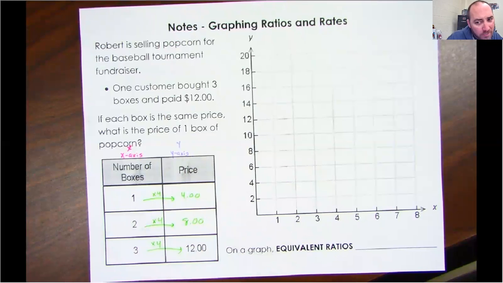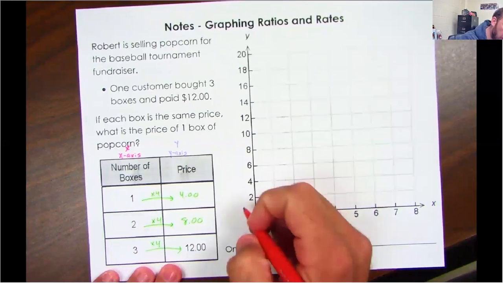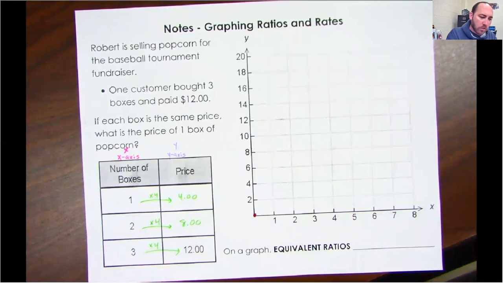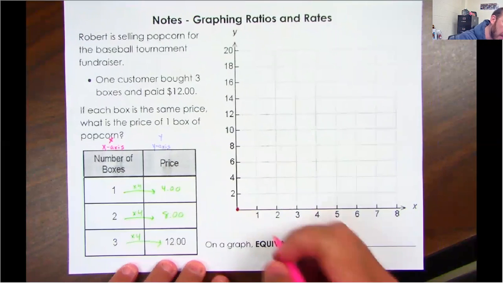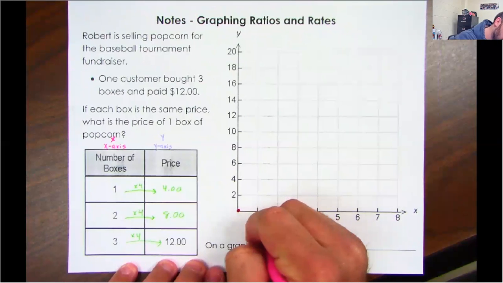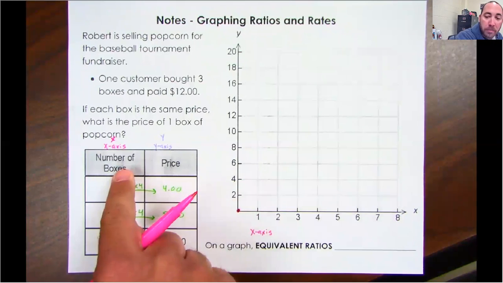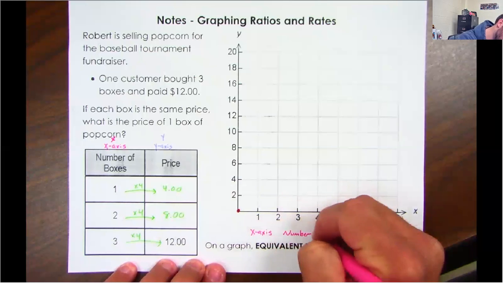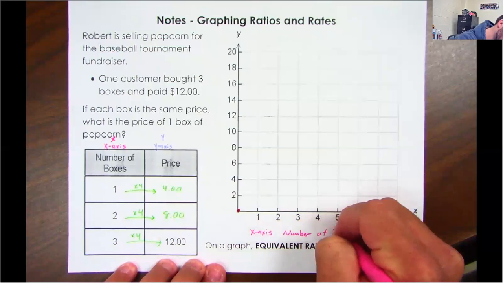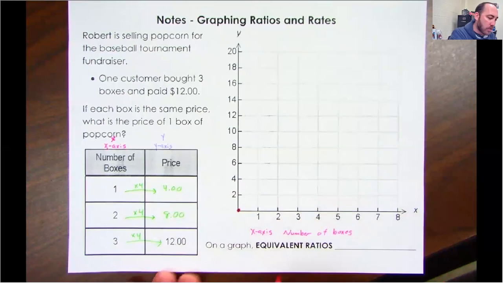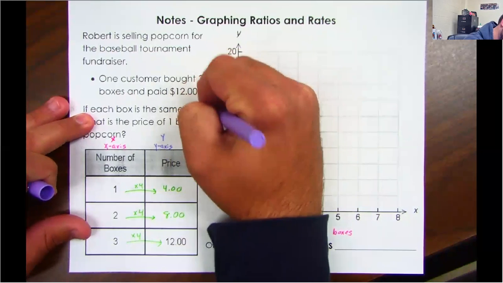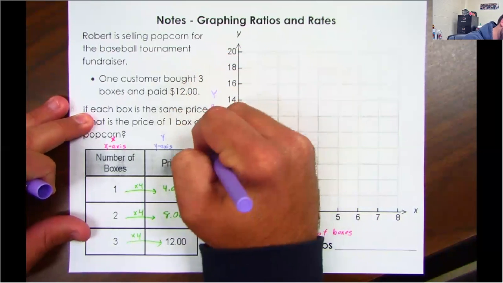Guys, if you buy no boxes of popcorn, doesn't that cost you nothing? Oh, I forgot the most important thing. We need to label our axis. So the X-axis is going to be number of boxes. The Y-axis is the price.